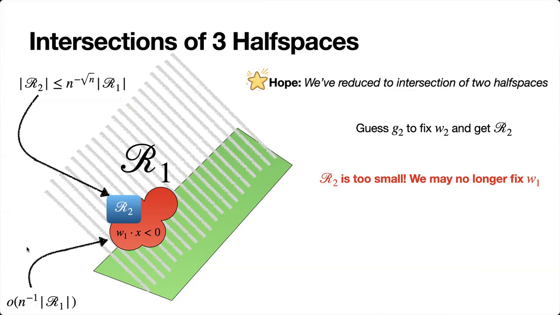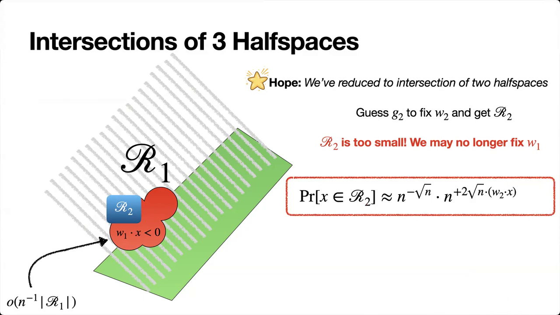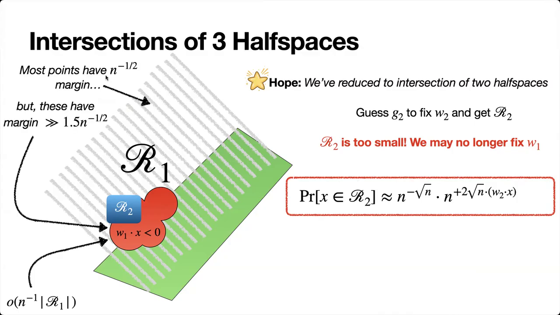So now, the first half space could be both positive and negative, and that would be a problem here. And in particular, we can see that this actually will happen. If we go back to our rough calculation of the probability of a point lying in our region, what happens is we could have that points in the gray region have margin roughly 1 over square root n with respect to W2. So they'll appear with probability n to the minus root n times n squared, because the root n's will cancel, and I'll just be left with an n squared term.